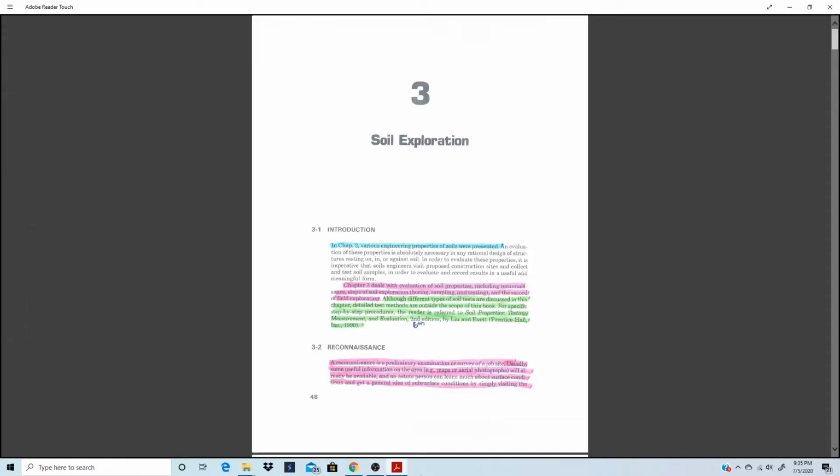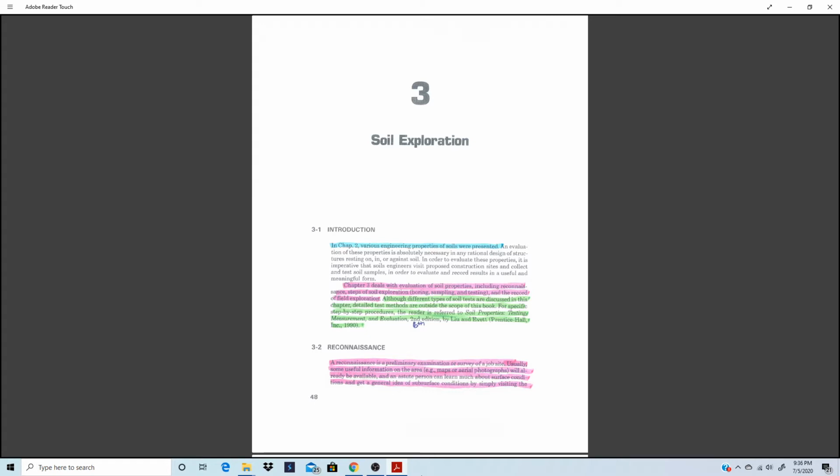Alright, so I'm going to give a brief introduction to Chapter 3, which is Soils Exploration. Chapter 2 discussed the properties of soil and the valuations of those properties. Chapter 3 is going to talk about evaluation. It's going to be going out to the test site and testing the soil out there. Exploration of it, meaning boring, sampling, testing, recording of the field exploration. Although there are different types of soil tests discussed in the book, the lab manual has step-by-step procedures.